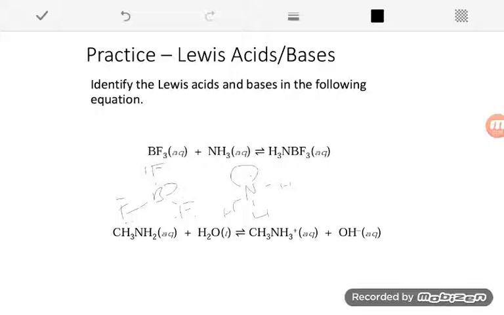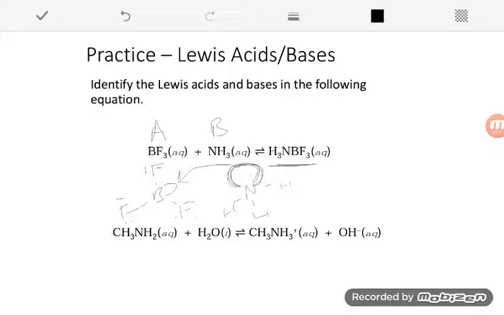So again, focus on who's incomplete and who has a lone pair. NH3 here, he has a lone pair. He can donate it to this BF3 right here. So since NH3 is my lone pair donor, he's going to be my base. BF3 is my lone pair acceptor. He's going to be my acid. Nitrogen nearly always has a lone pair on it. 99.99% of the time, nitrogen has that lone pair, and he's often going to be your base.